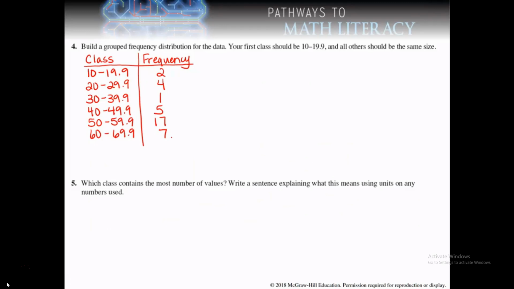So then in 5, which class contains the most number of values? Well, that's the 50 to 59.9 class with 17 as its frequency. And what that means is that the most common annual advertising revenue during the years that we were looking at was the $50 to $59.9 billion range.